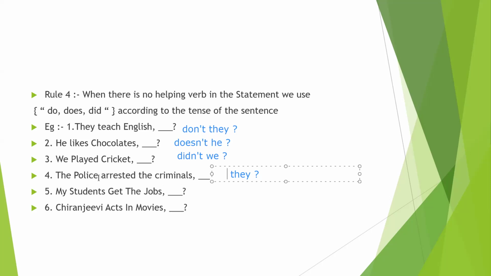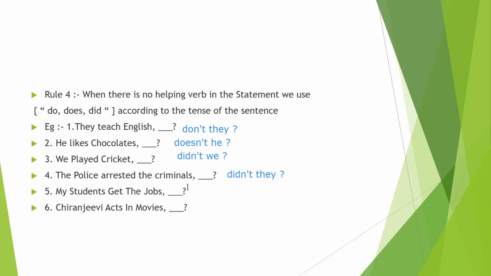Now let's see any helping verb. There is no helping verb. Now we move to the main verb. Here the main verb is V2. For V2 we write did. We write the negative question tag. We can write didn't they.